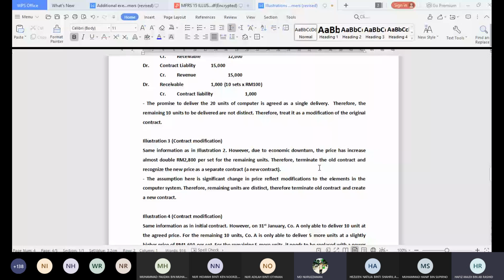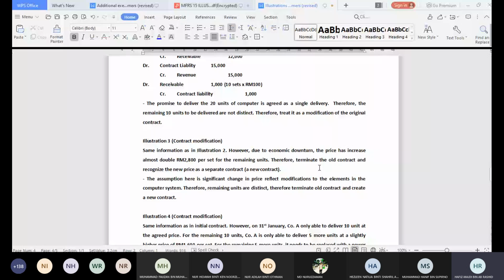So that is how you need to look at whether there is an additional unit or not. If there is an additional unit, for this additional unit you can create a separate contract if they are distinct and if their price is also their standalone price. If there is no additional unit, or if there is an additional unit but the price also reflects the original price, actually you can just combine.